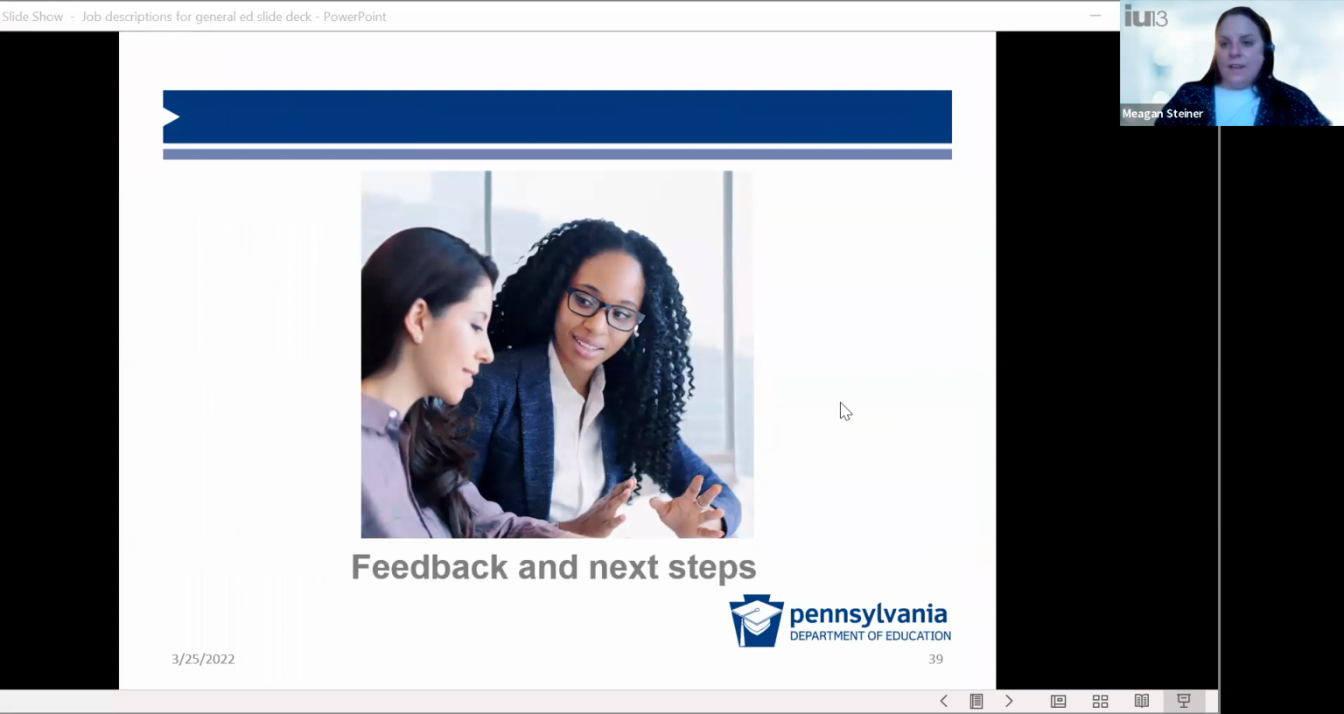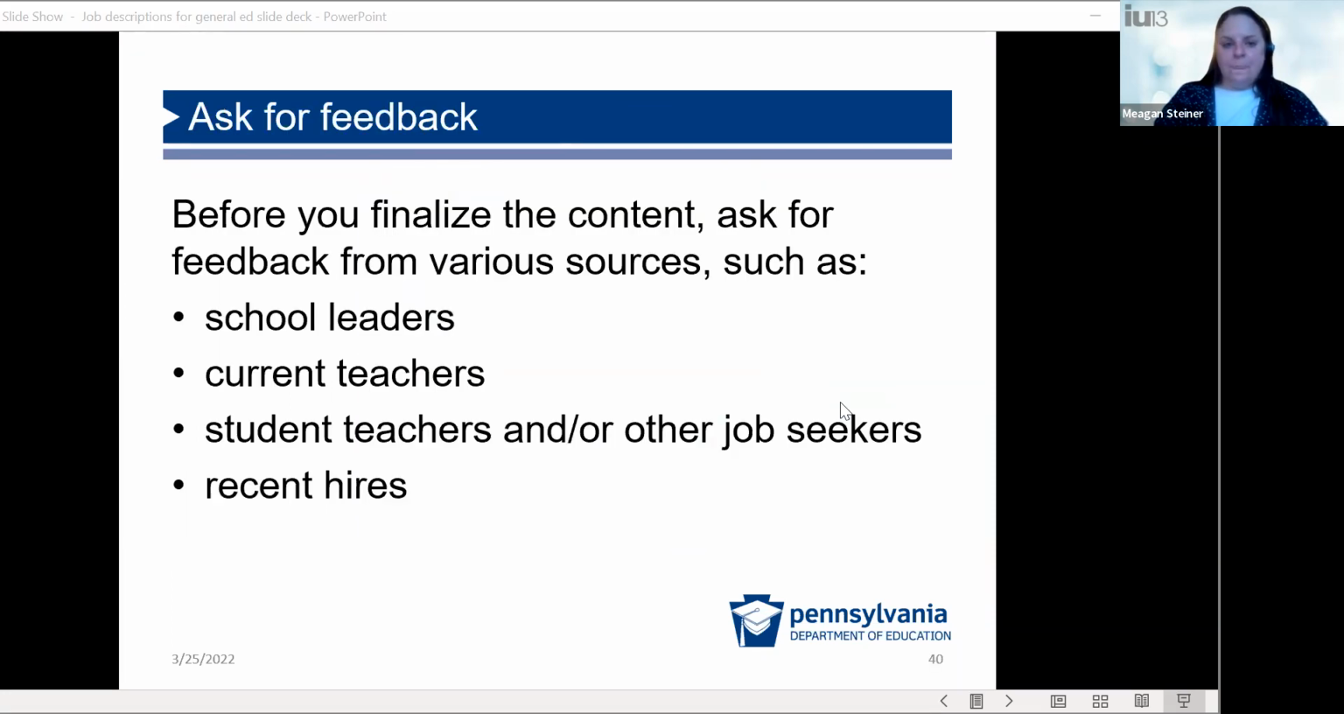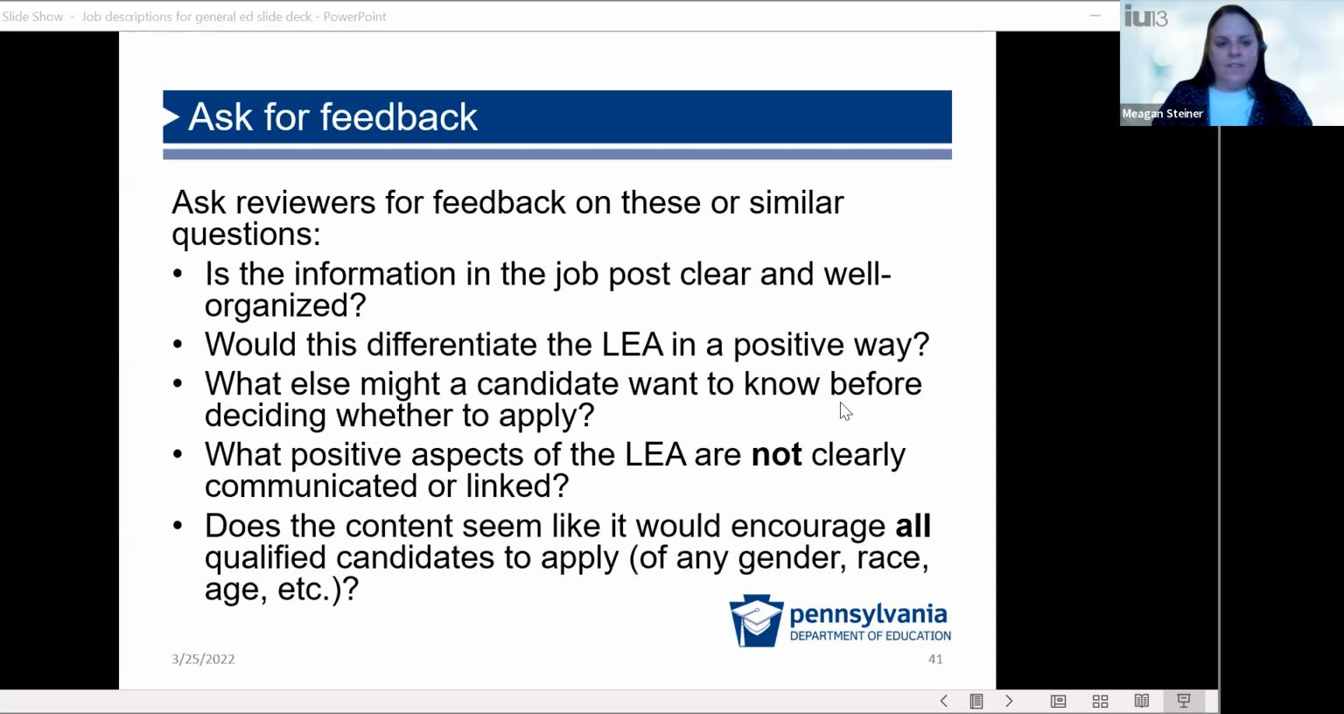So feedback and next steps is the last section. As you make any changes to a job description, before you finalize the content, it's a good idea to ask for feedback from various sources, such as school leaders, current teachers, student teachers, or any other people who you know will be or are looking for a job, and recent hires who were recently going through this process.